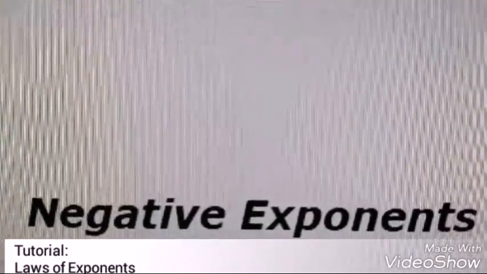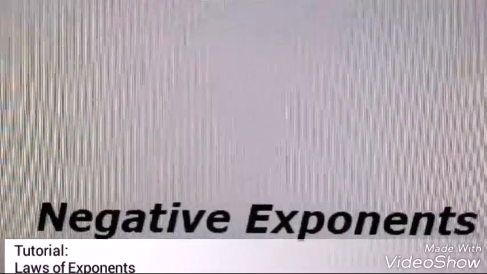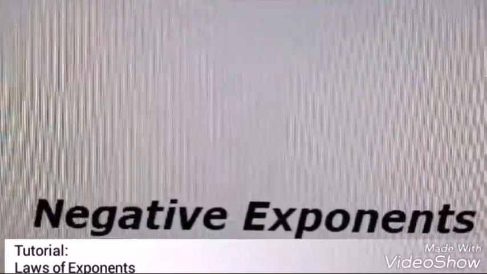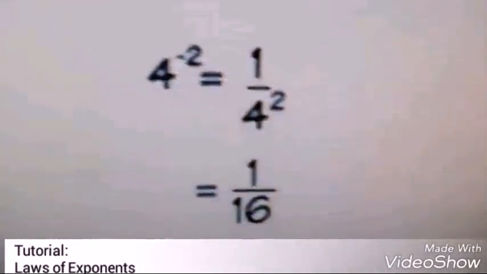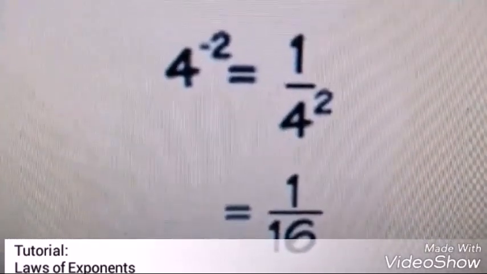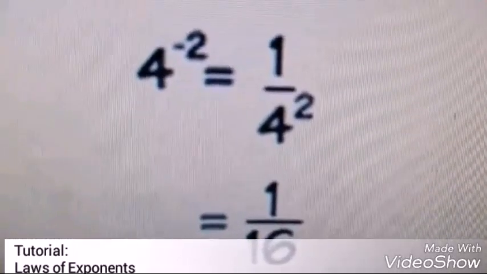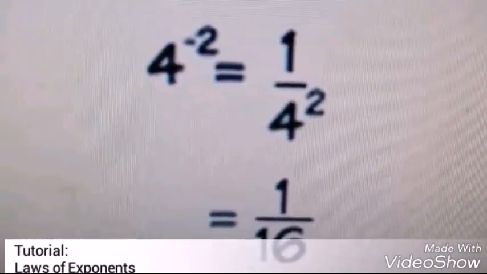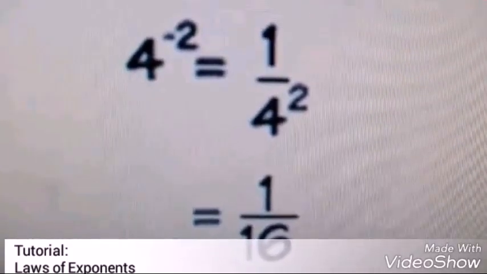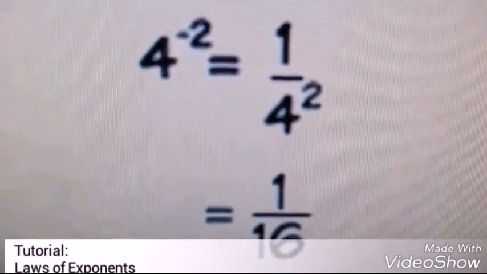Negative exponents tell us that any non-zero number raised to a negative power equals its reciprocal raised to the opposite positive power. So here is an example of it. 4 raised to negative 2. So we will reciprocate it. There is an understood denominator of 1 for 4, so it will be the new numerator. 1 over 4 squared. The negative power will be a positive power. Simplify 4 squared, so 4 times 4 is equal to 16. The answer will be 1 over 16.